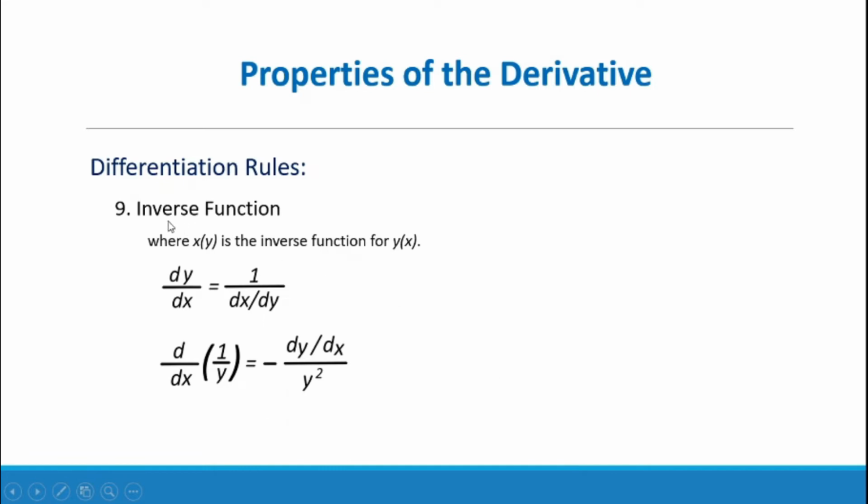Number 9. Inverse function, where x of y is the inverse function for y of x. Derivative of y of x is equal to 1 over derivative of x of y, or derivative of 1 over y is equal to negative of the derivative of y over x over y squared.